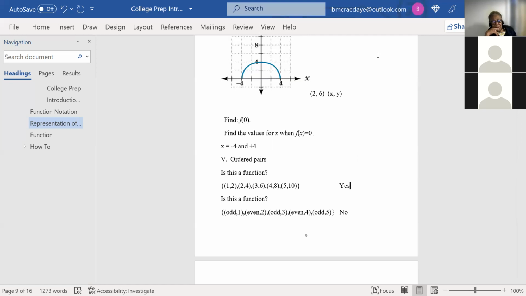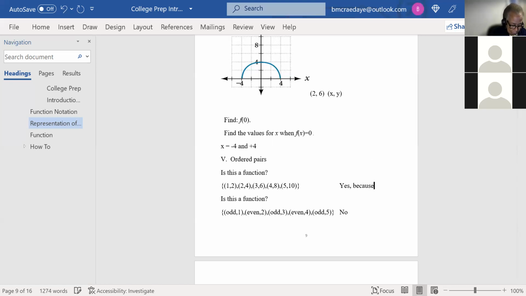Okay. Chas, do you have a question? I just wanted to know if you could write down why it is a function and why it is not a function. Okay. This is a function because there is only one. Okay. Yes. Okay.